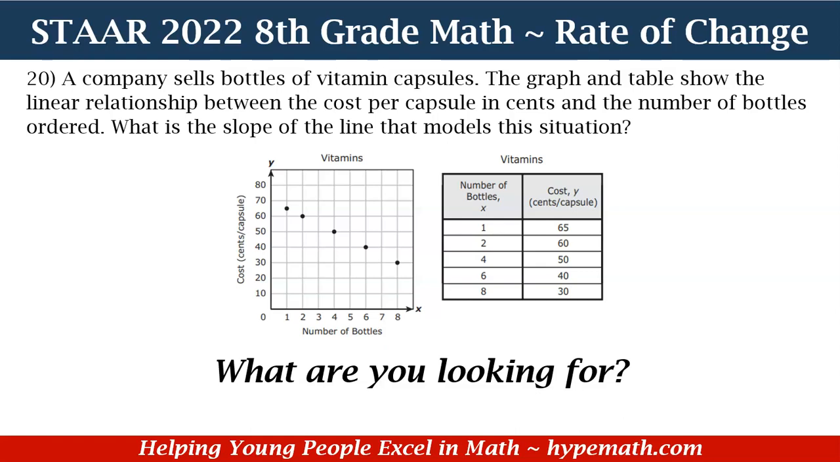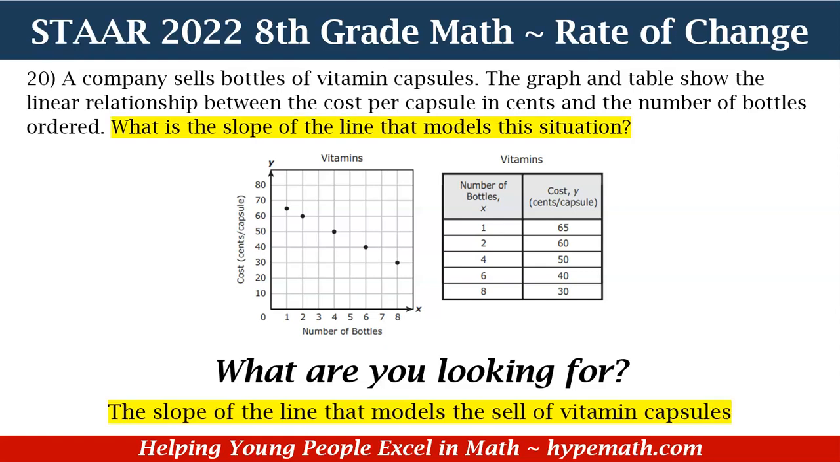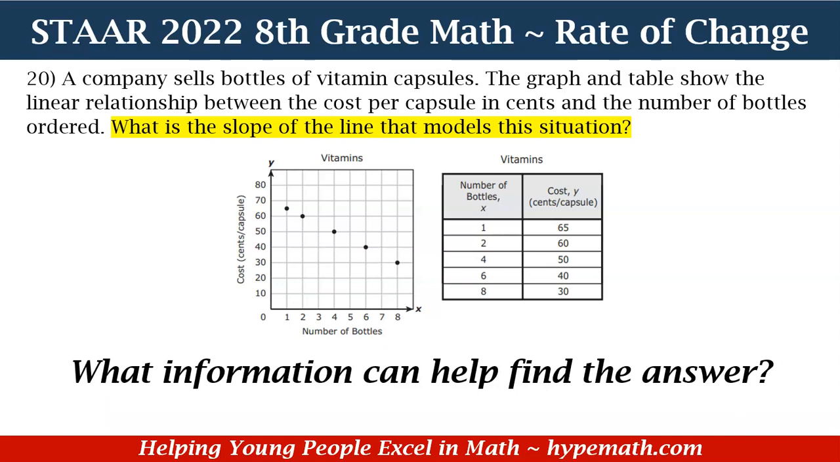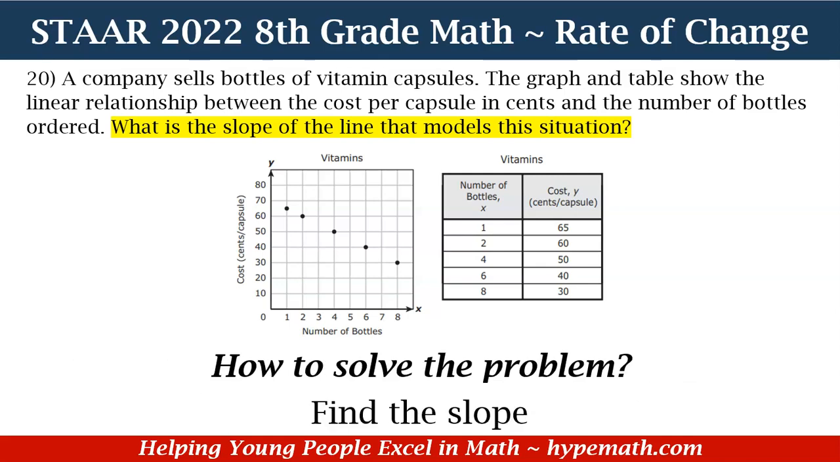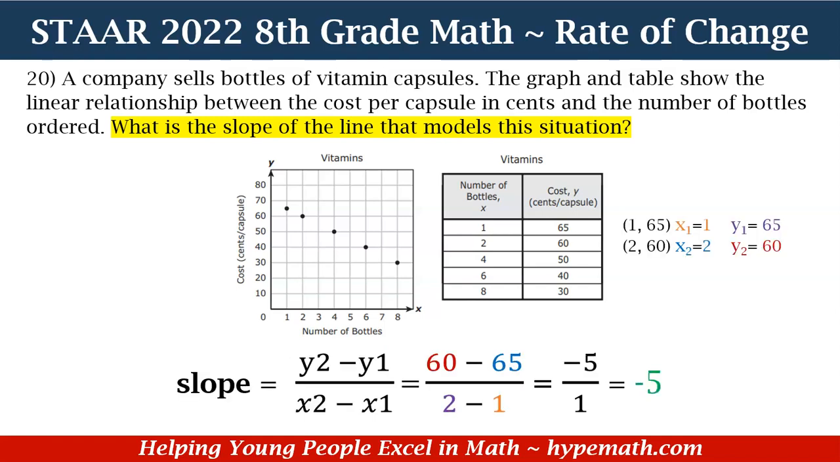And of course, what are we looking for? We are looking for the slope of the line that models the sale of vitamin capsules. Now that we know what we're looking for, what information can help us find the answer? The information that can help us is the data from the graph and the table. And how do we solve it? We are going to find the slope. So let's dive in and do that now. We're going to use the table, like I said, in order to find our 2 points.